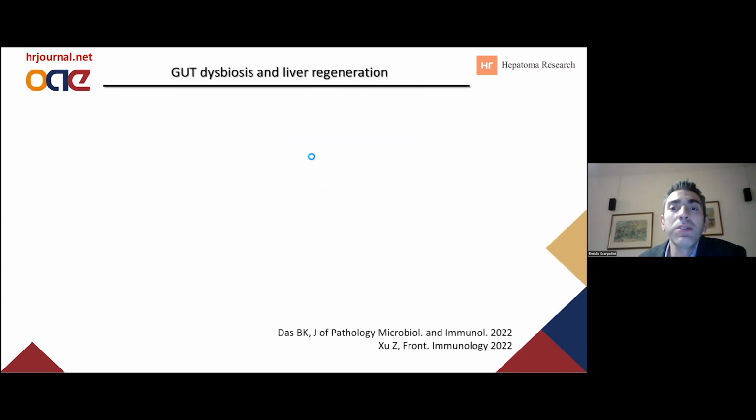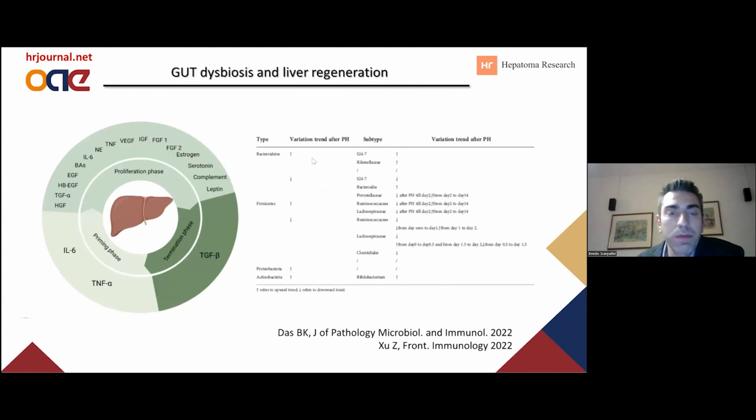What about dysbiosis and liver regeneration? Is there a relationship? Yes, it's there. So we see that the regeneration of the liver is affected by several cytokines, hormonal and non-hormonal agents. And then there is a termination phase, mainly affected by TGF-beta. What happens in an animal model where we operate a partial hepatectomy? There is a very early variation, in terms of days or hours, of our microbiota. So we can imagine the shift that happens, especially in liver cirrhosis patients that are developing or not developing hepatocellular carcinoma.